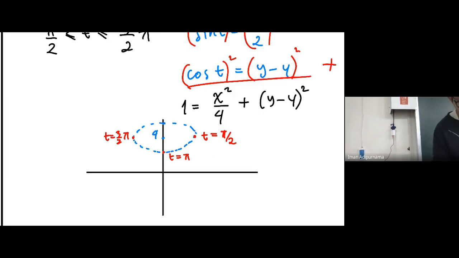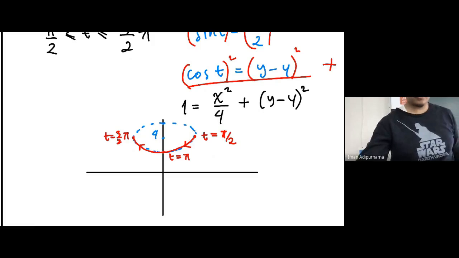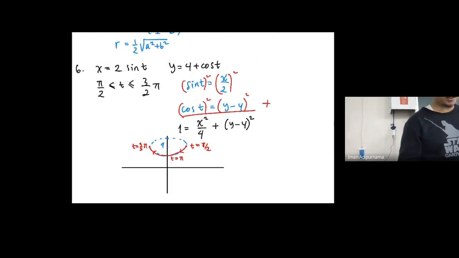And then what you need to do is just make the motion from right to left. The arrow in parametric is important, so you need to draw the arrow. This is how you describe the motion. It goes from t to pi over 2, and the motion will be an ellipse from right to left. And don't forget the arrow. Okay, that's number 6.